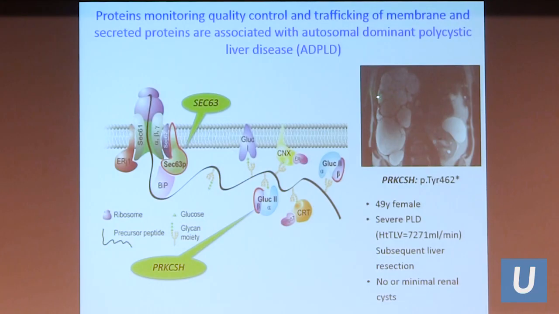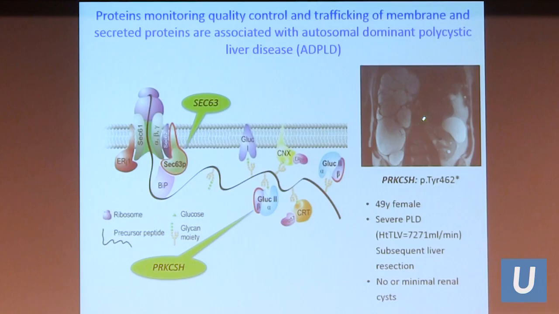So there are other diseases that can phenocopy or look similar to ADPKD. One of those is ADPLD, autosomal dominant polycystic liver disease. SEC63 and PRKCSH are the two common genes, although about eight genes are now known to cause this disease. It is characterized by large polycystic livers, but no cysts, or in this case just a few cysts, within the kidney. However, we feel that there can be an overlap between the ADPKD and ADPLD phenotypes.